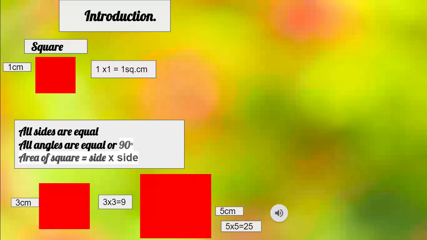So what are we actually doing to find out the area of the square? We are primarily multiplying a number by itself, isn't it? Multiplying the number by the number itself. For example, 1 into 1, like 3 into 3, same way 5 into 5. So 1 multiplied by itself is 1. 3 multiplied by 3 is 9. 5 multiplied by 5 is 25.